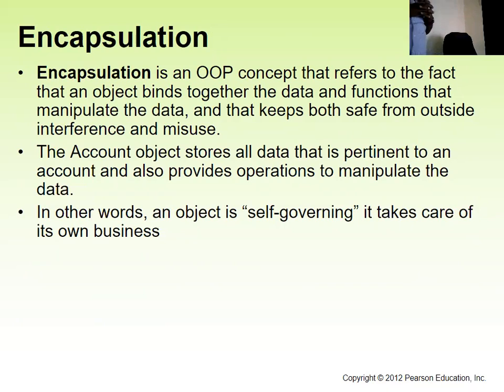Now, the account object stores all data that is pertinent to an account and provides operations to manipulate it. The other thing is too, if there is no method provided by the object to manipulate something that is encapsulated in it, it can't be done. It is prevented. So you will realize, of course, as you program, if you attempt to do that, Java is going to give you an error. So you cannot access private memory or something like that.